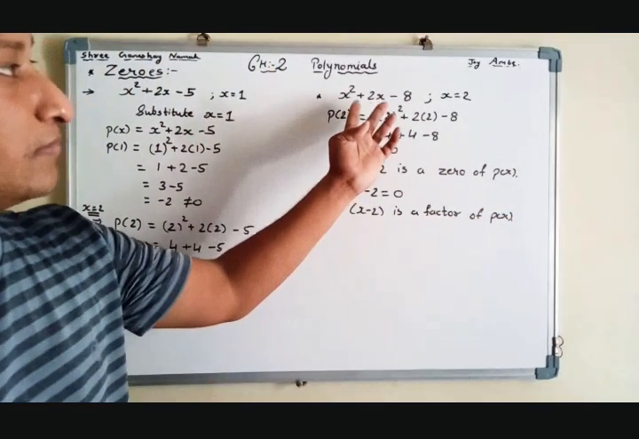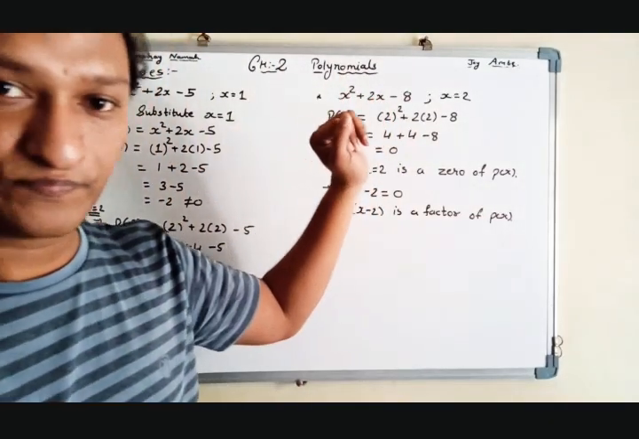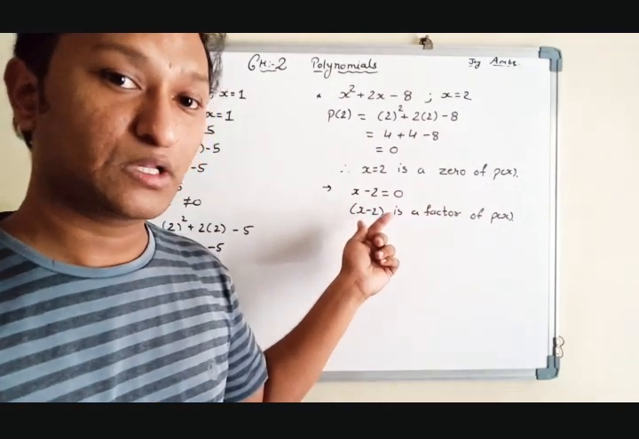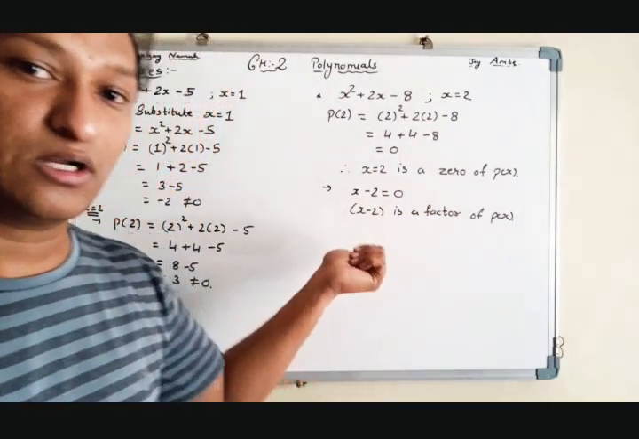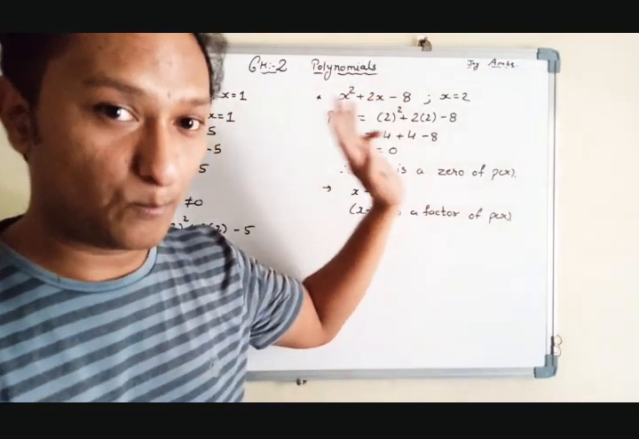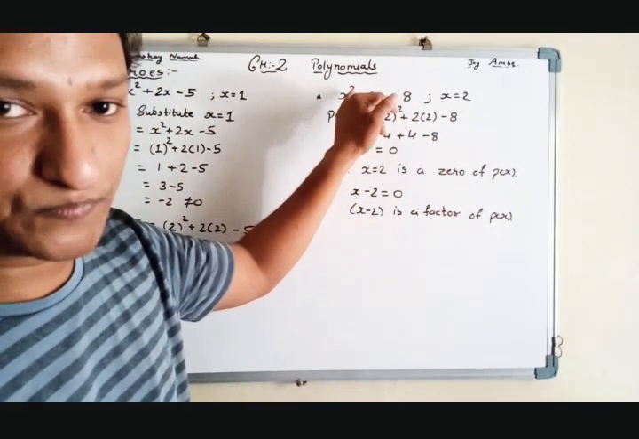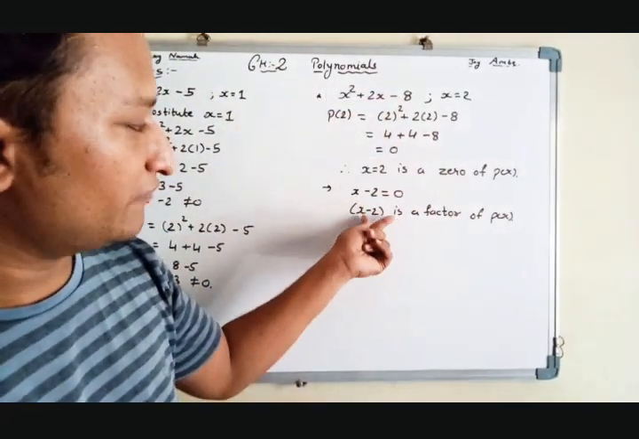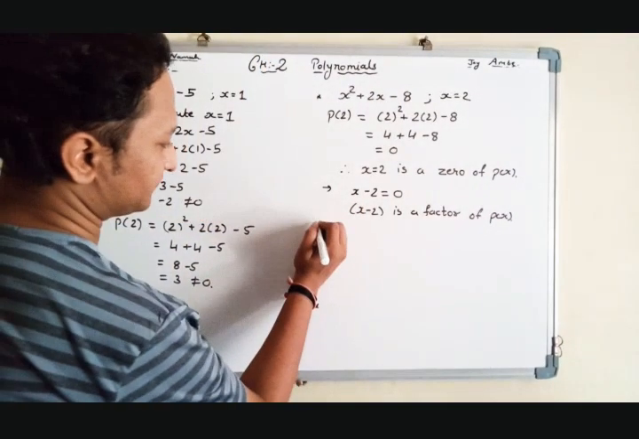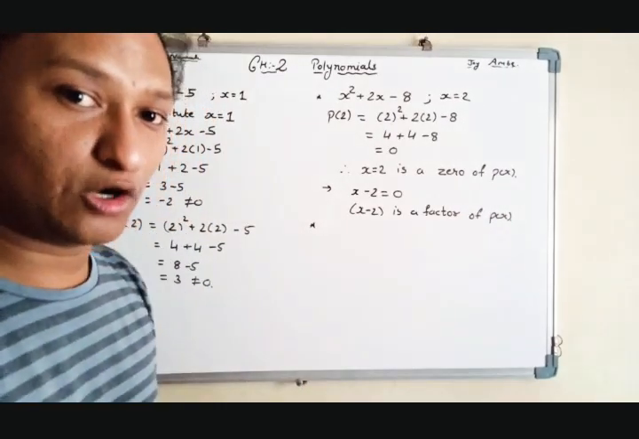So what is the degree here? 2. Okay, and one factor we got is x minus 2. So what about the next factor? How many total factors are there? This polynomial will have exactly 2 factors because its degree is 2. That means one factor is here, we have to find the other. How can we find another factor? There are various methods. The first one is the long division method.